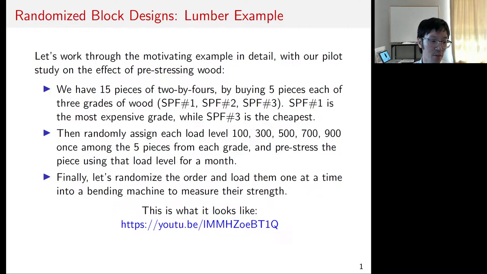So those are the 3 most common species of wood used in British Columbia. Okay, so that's why it gets this acronym. So they actually number it such that SPF number 1 is the most expensive and therefore also expected to be the strongest. SPF number 3 is the cheapest of the 3 and also expected to be the weakest.